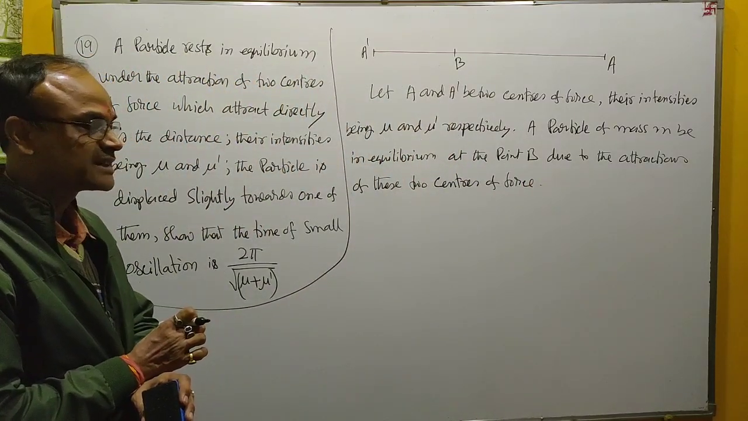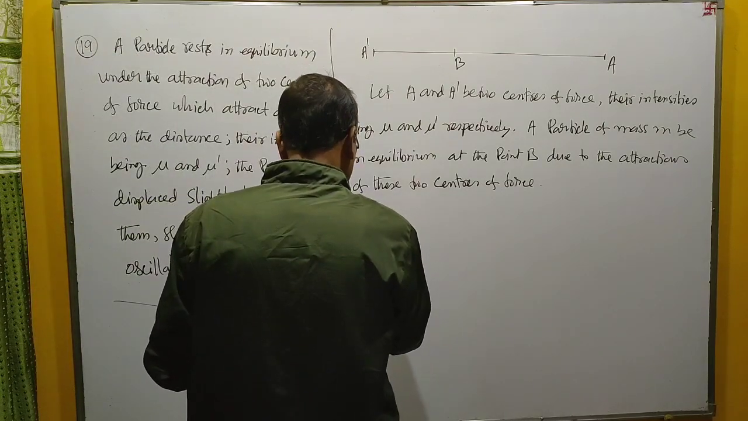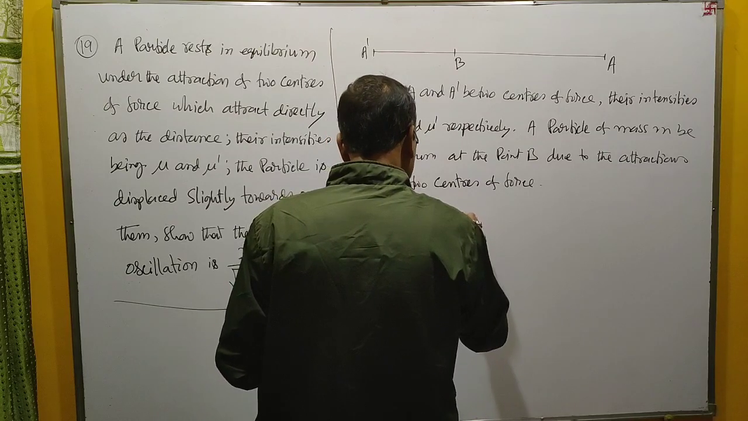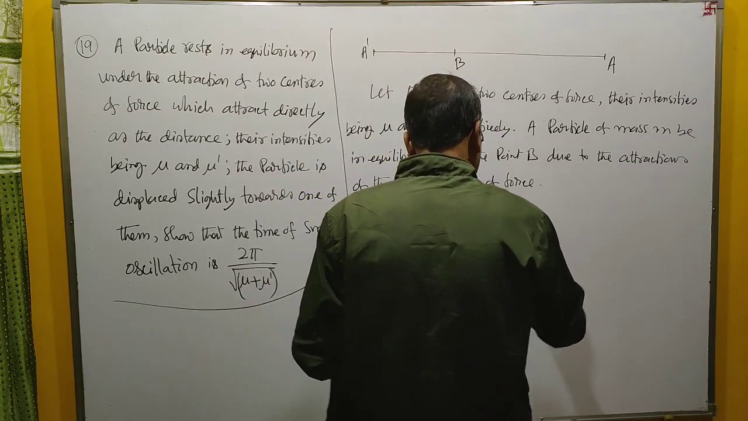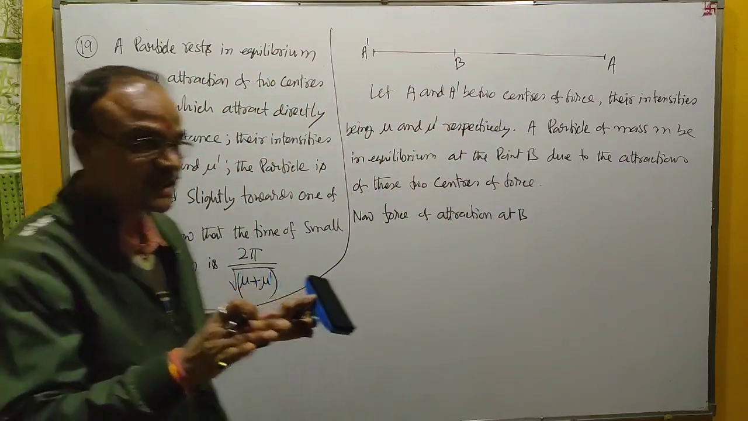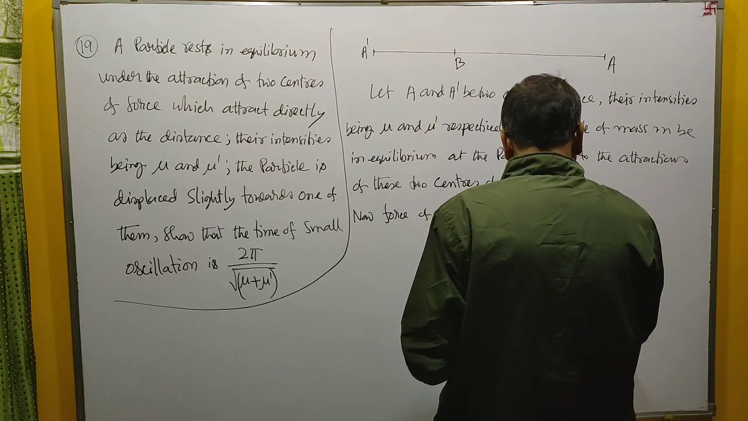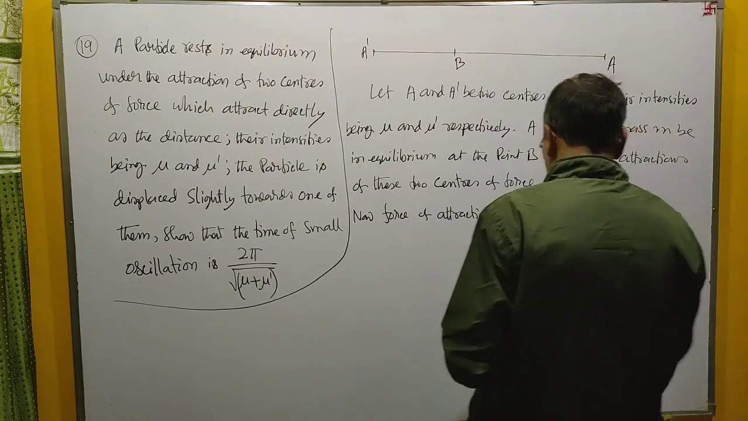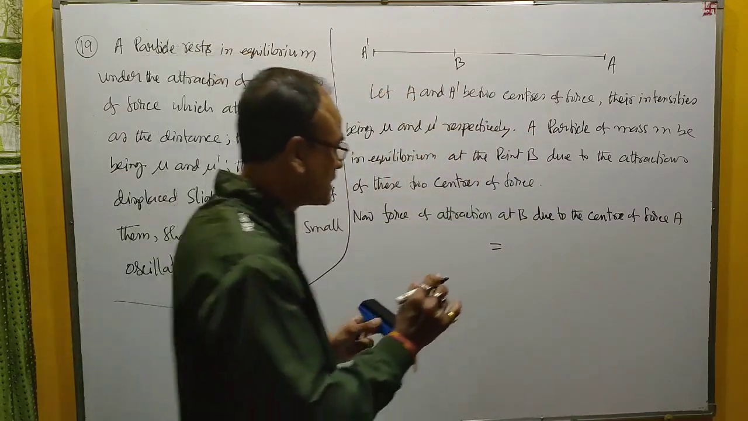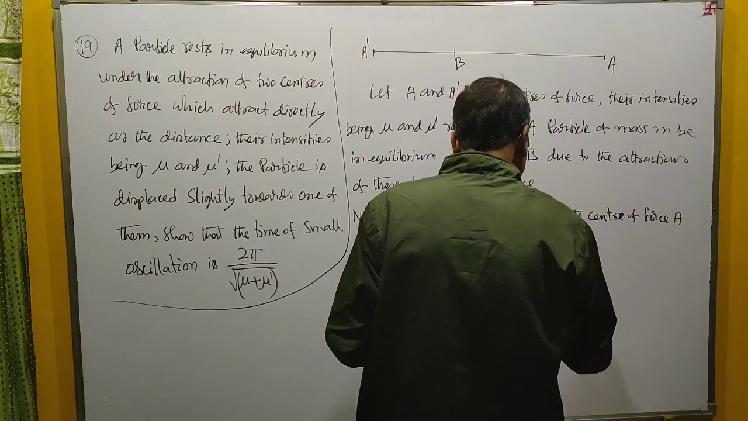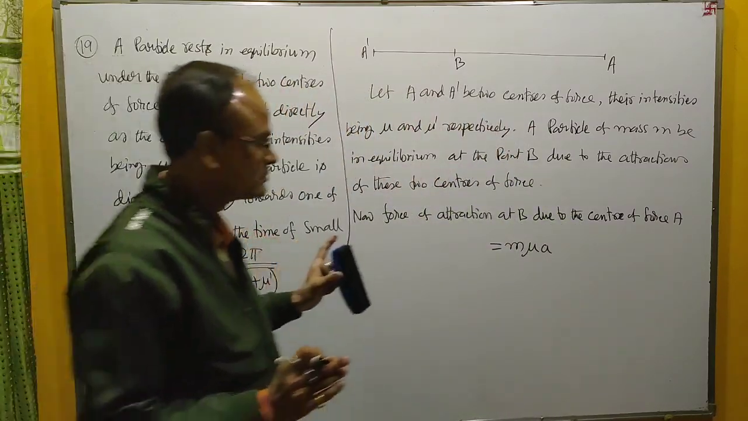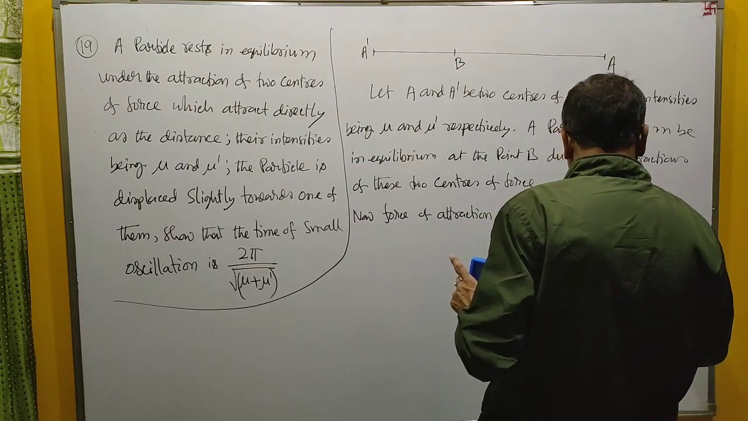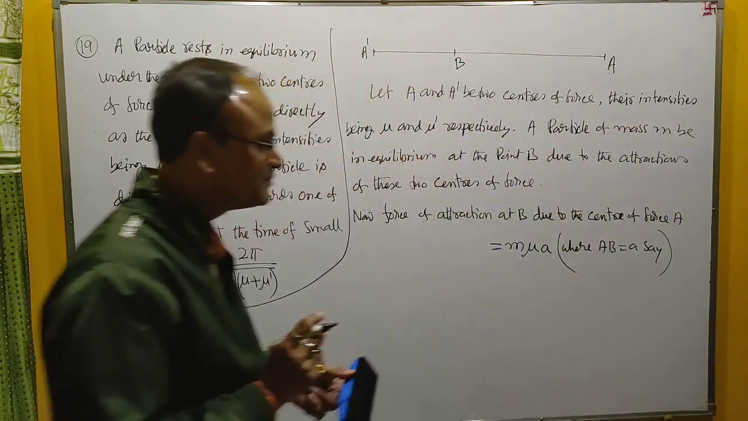Due to the attractions of these two centers of force, now consider the force of attraction at B due to the center of force A. Force A is equal to M mu A, intensity mu, mass M, where AB is equal to A. AB equal to AC.